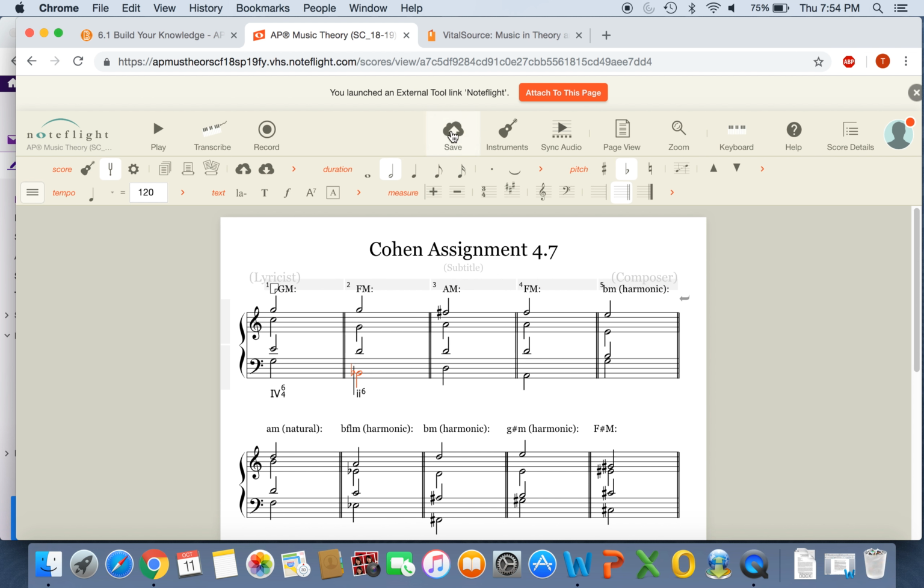Here's your save button, by the way. Just click save. It shouldn't ask you to type in a new name. It shouldn't do copy of. Just save, if you please.